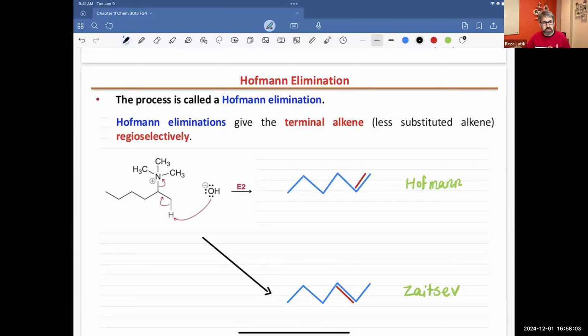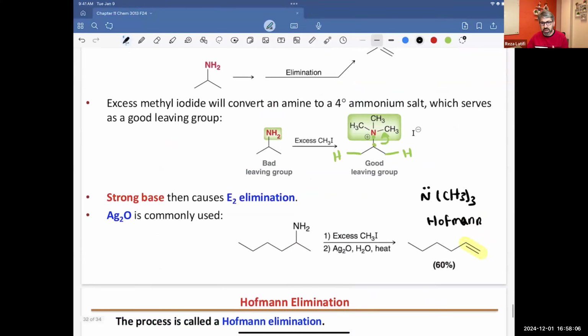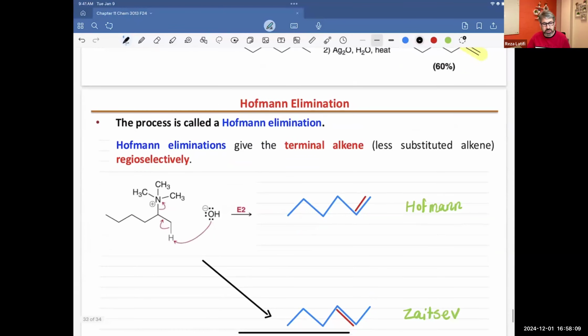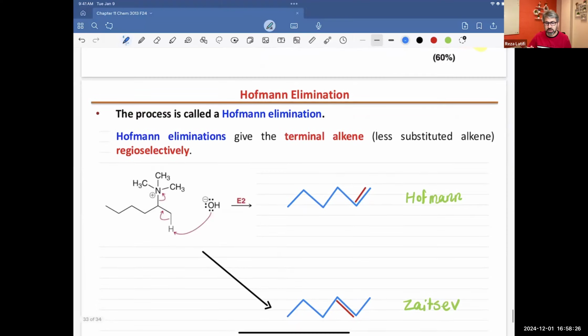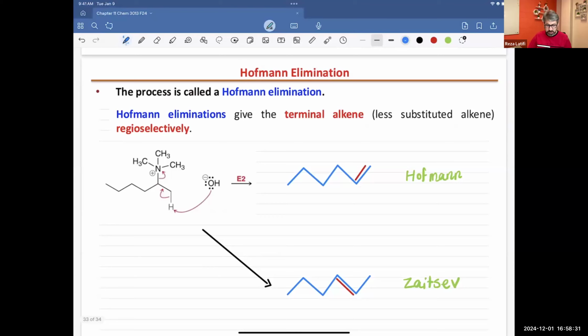So if we treat it with excess alkyl halide, we know we can turn it into a quaternary amine. And next step, if we introduce it to a strong base, the strong base is going to push the reaction through an E2 mechanism. So we get alkene as a final product, and if the double bond is terminal, it will be a Hofmann product. If it's going after this hydrogen, so instead of this beta 1 hydrogen, we go after beta 2 hydrogen, then we get Zaitsev product.